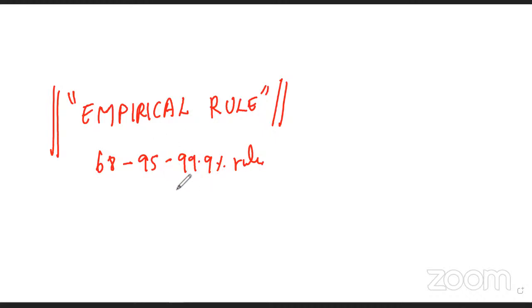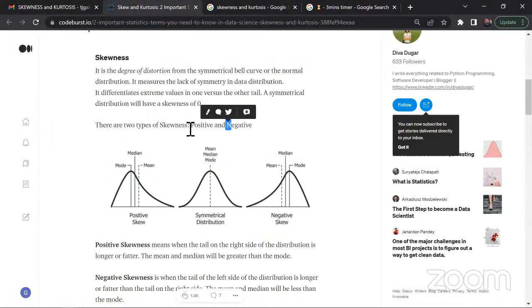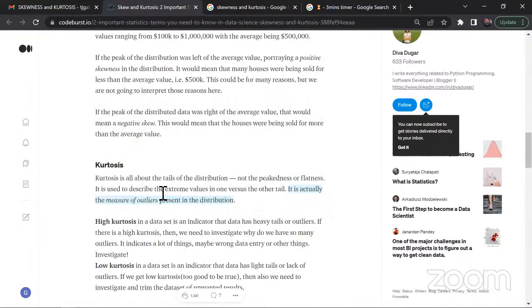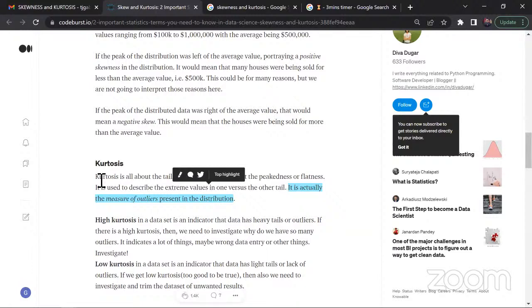Now, what is this? We will arrive at this particular point after some time, but let's get into this. Let's understand kurtosis, and we will compare. We will be back here. So now kurtosis is nothing but, see this. Kurtosis, if you read, is actually the measure of outliers present in the data. If there is higher kurtosis, it is again going to be a problem. Low kurtosis is again going to be a problem.